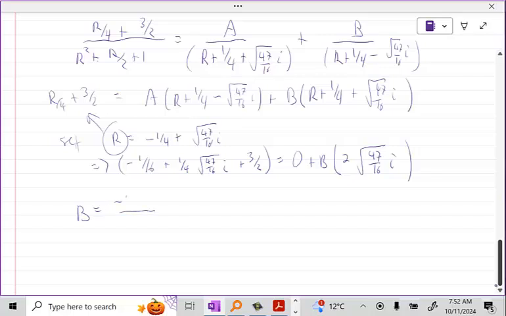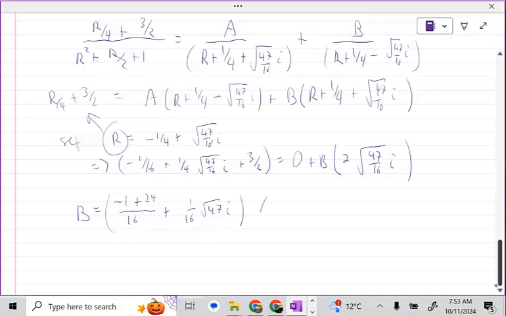So it's minus 1/16 plus, and then the 3/2, I'm going to have to multiply this by 8. So that's going to be plus 24 in the 16th. And then I get plus, and then actually I could put this in the bottom. The 16 I can take out and just make that a 4, so that's going to be over 16 square root of 47 i. So that's the numerator, and then the denominator is going to be 2. I could take out the 16 here, and that's just going to become 1/2 square root of 47 i.